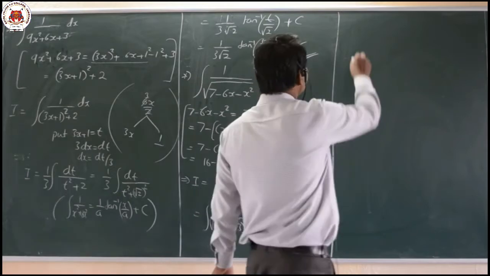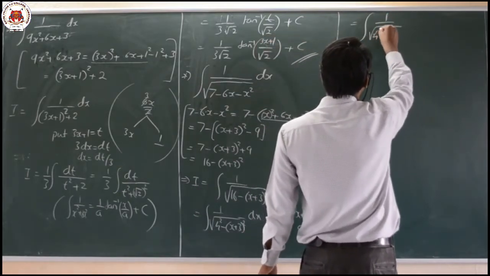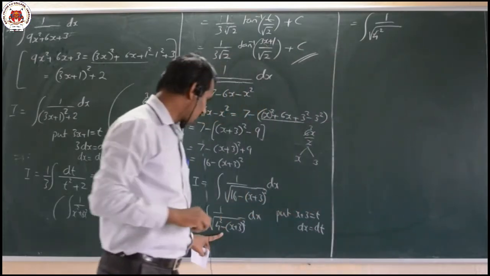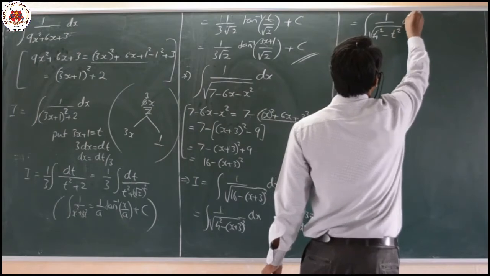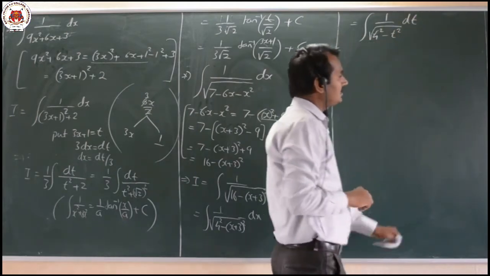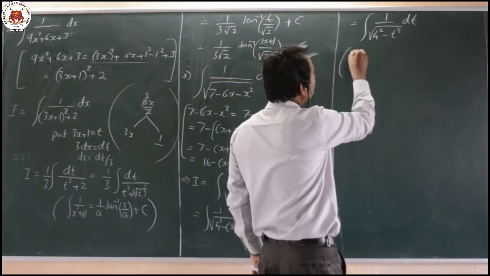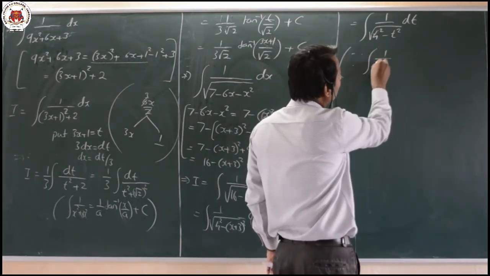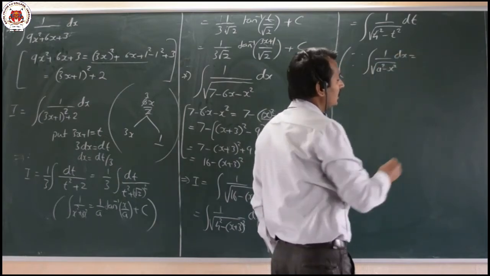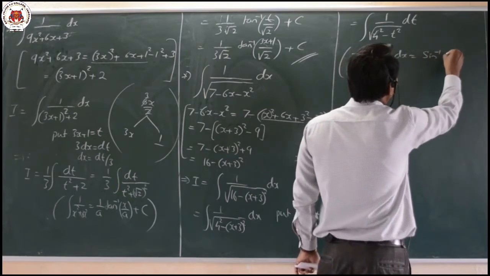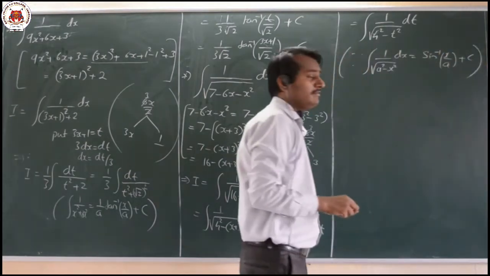So what we get here is the integration of 1 divided by root of 4 square minus t square into dt. Now what is that formula? That is the root of a square minus x square, because the integration of 1 divided by root of a square minus x square dx is equal to sin inverse of x by a plus an integral constant c.